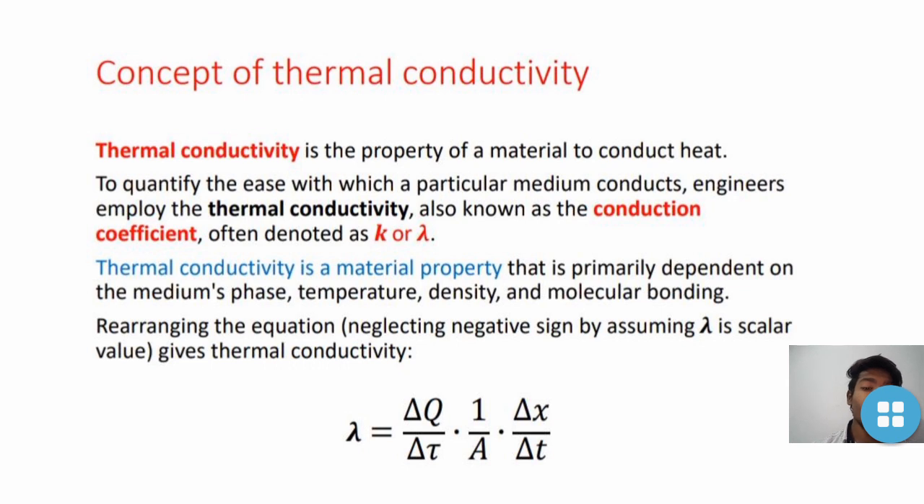So lambda is equal to delta Q by delta tau into 1 by A into delta x by delta T. Here the negative sign is neglected because we assume lambda is a scalar value.